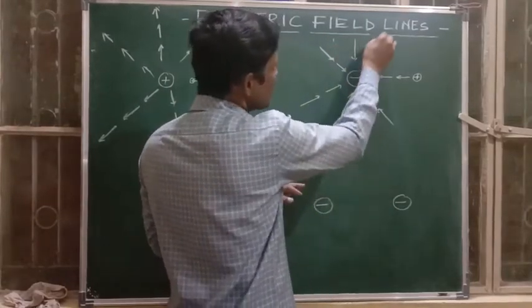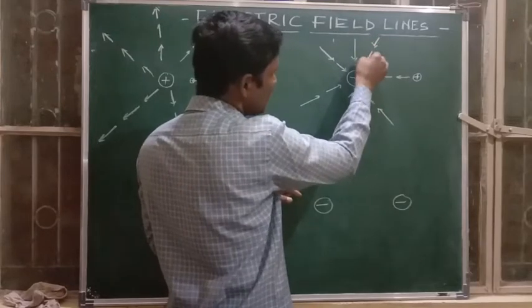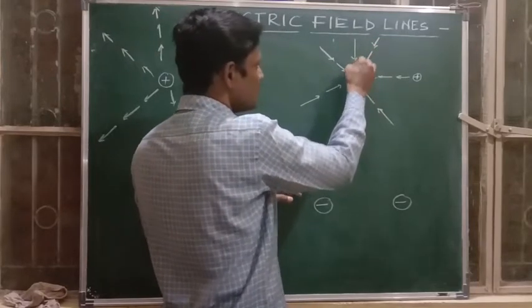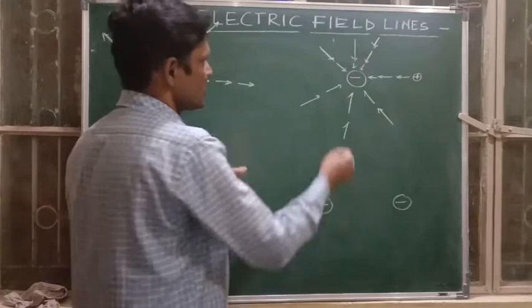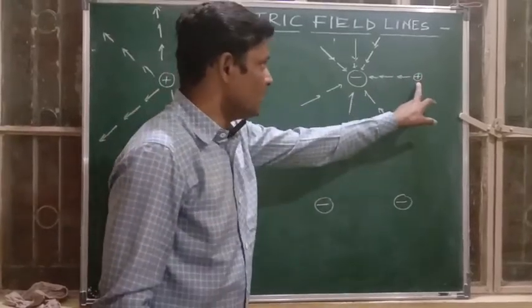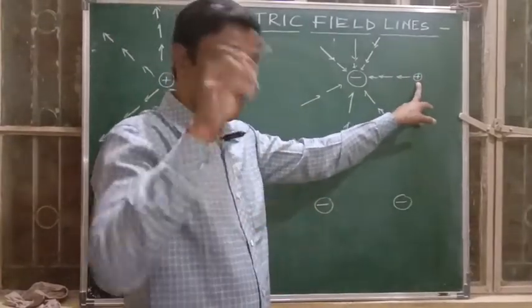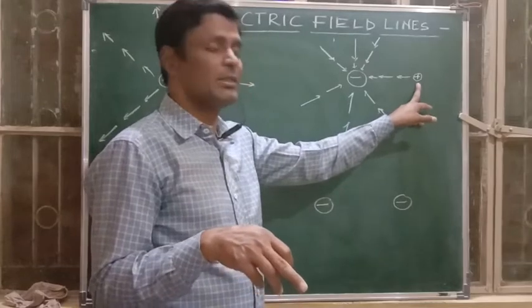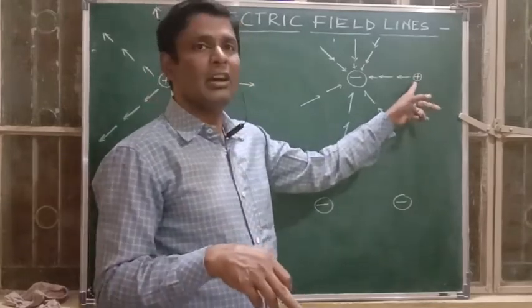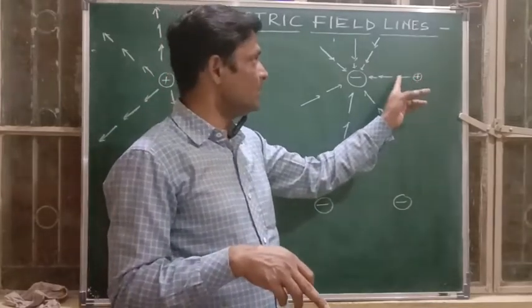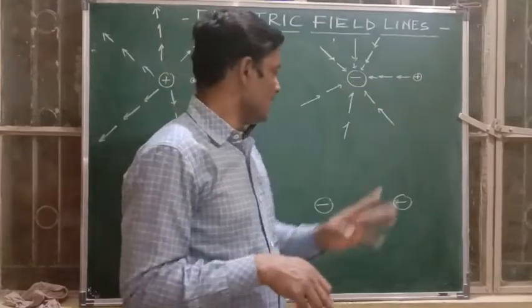So easily you can draw the electric field lines around a given charge or charge distribution, but you have to take a positive test charge. The force experienced by this positive test charge will be represented by the arrowhead given to these lines.